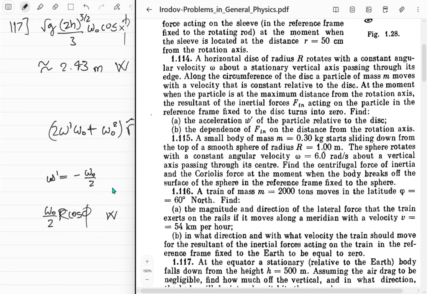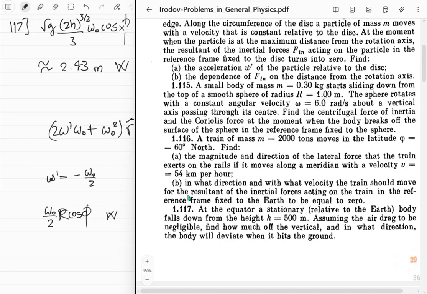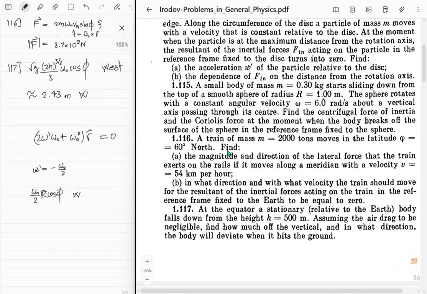Fine. So 117, now you understand that. Wait, what? Where did it go? Oh, it's not 117, sorry. What was this? It was 116. Yeah. So just put that in here.